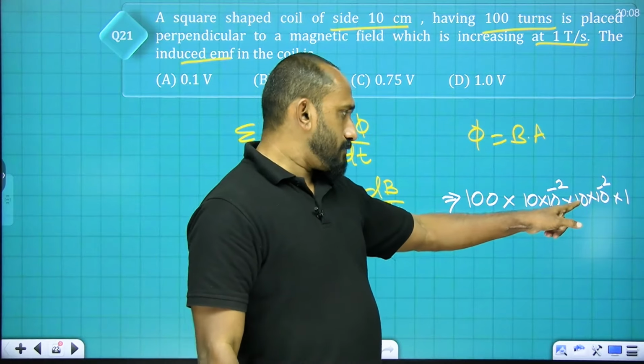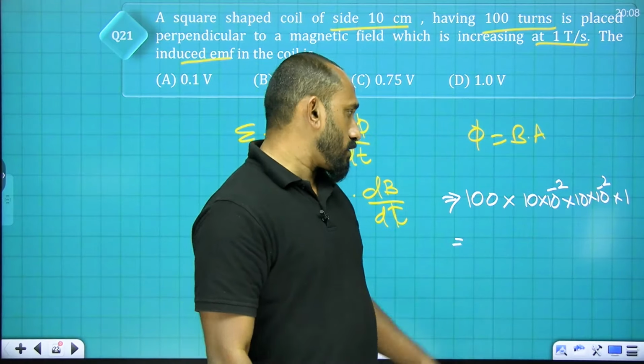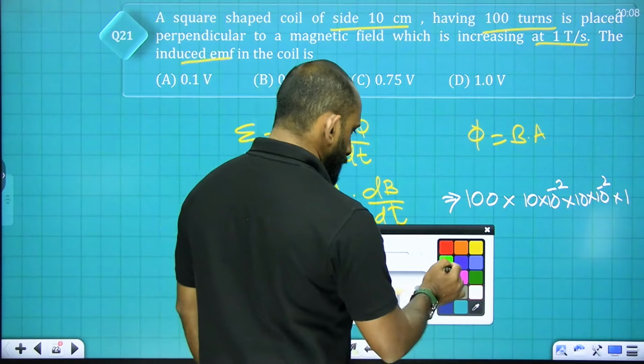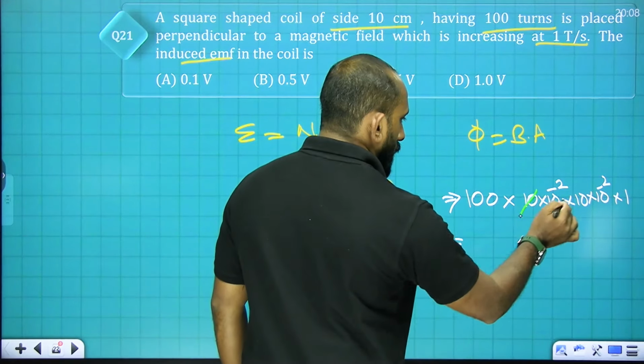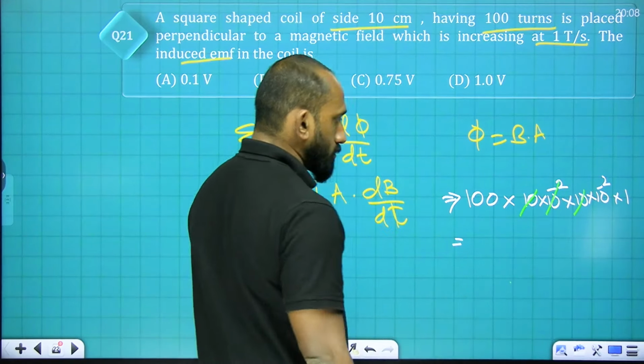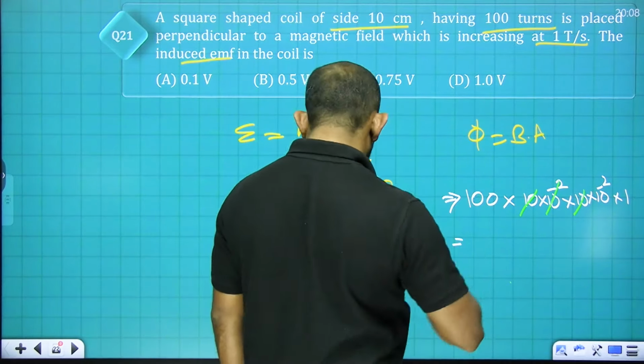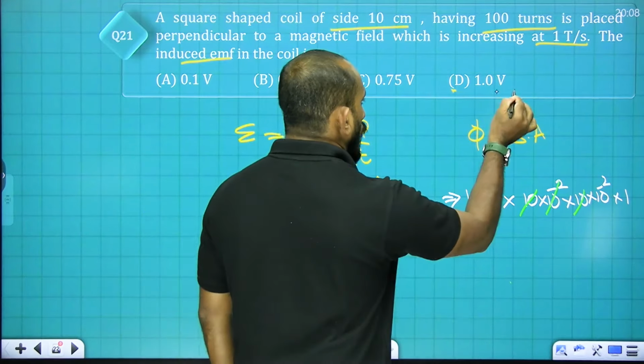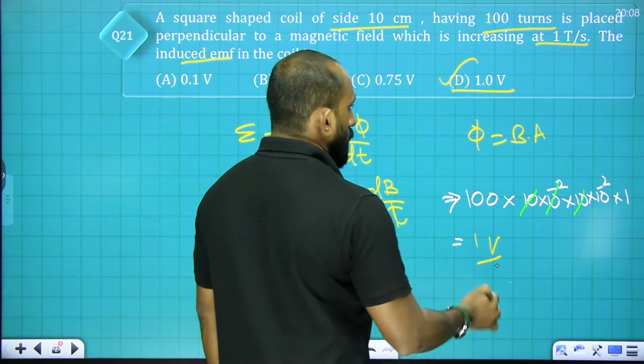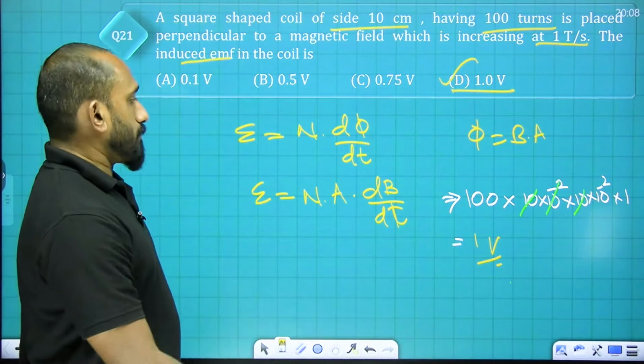10 into 10 is 100. The 10 to the minus 2 cancels. So it will be 10 into 10, 100 is there, 10 to the minus 2 cancels. Then 10 power 2 into 10 to the minus 2 is again 1. 1 into 1 is 1 volt. So the answer is 1 volt here. The correct option is D, 1 volt.